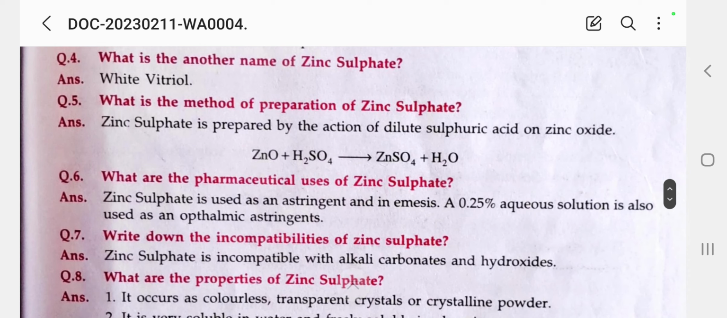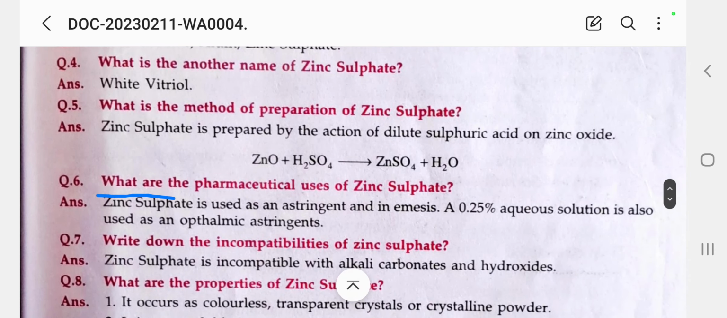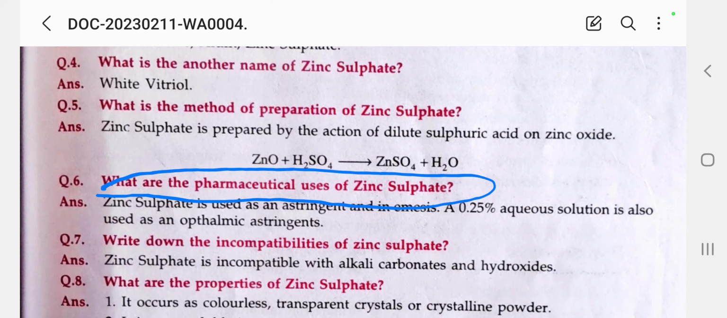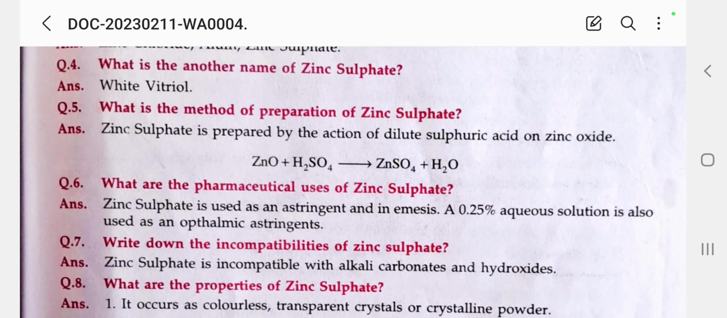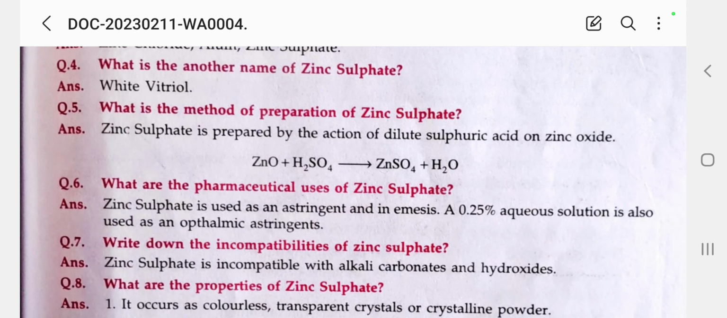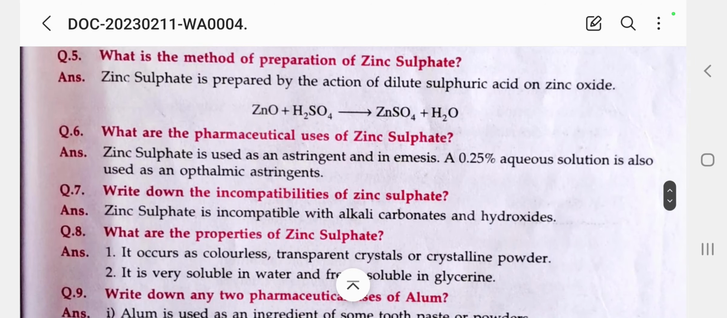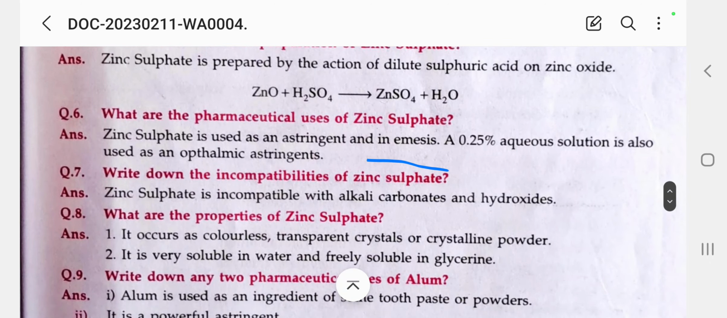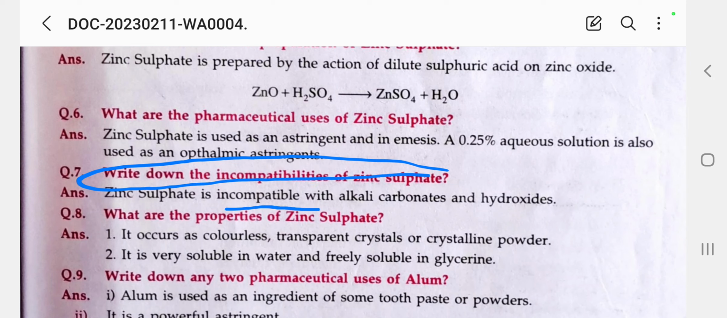Next question, what are the pharmaceutical uses of zinc sulfate? We have studied zinc sulfate under emetics and astringents, and also in ophthalmic preparations, where a 0.25 percent aqueous solution is used as an ophthalmic astringent. Next, write down the incompatibility of zinc sulfate. It is incompatible with alkali carbonates and hydroxides.